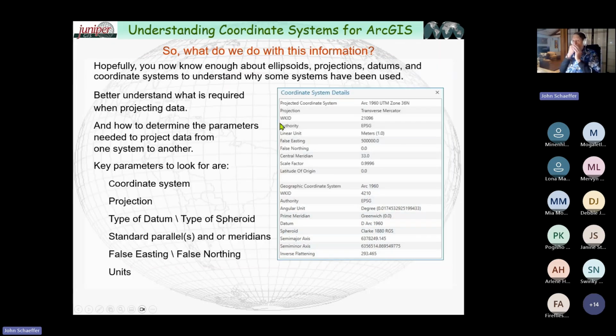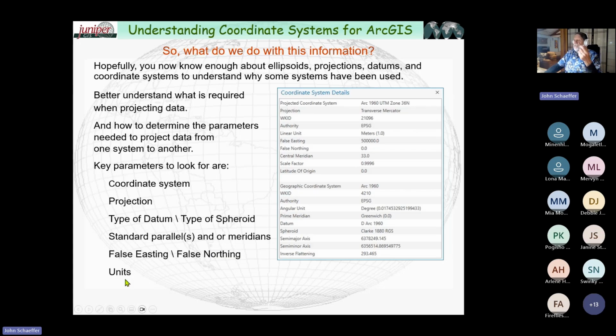Okay? So hopefully you know enough, or you're starting to know enough about ellipsoids, projections, datums, coordinate systems to understand why some systems have been used. You can better understand what is required when projecting data, or why to use a particular projection, how to determine the parameters needed to project data from one system to another. Key parameters to look for: coordinate system, projection, type of datum, type of spheroid, standard parallels and standard meridians, central meridians, false easting, false northing, units.